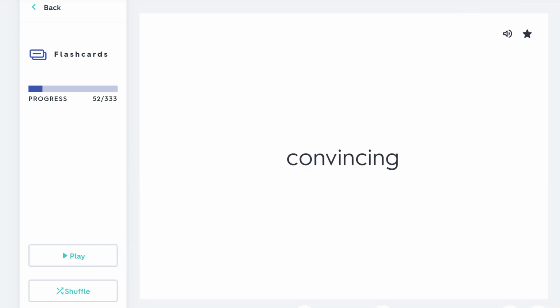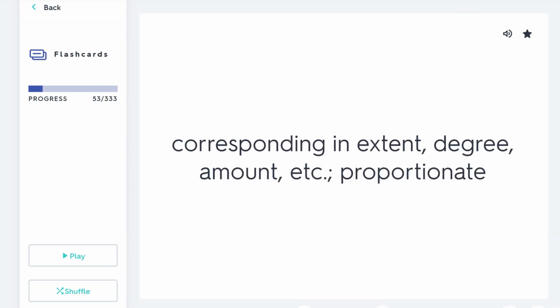Cogent, convincing. He made a really cogent argument. It convinced me, it persuaded me. Cogent, clear and cogent, convincing. Commensurate, corresponding in extent, degree, amount, proportionate. His pay was commensurate with his hard work. He was really rewarded at the company. Commensurate.